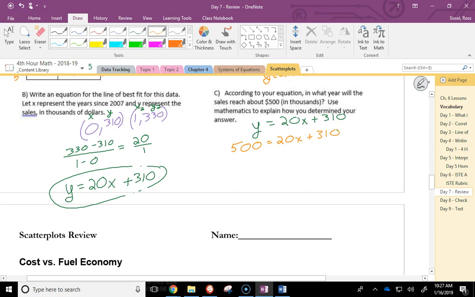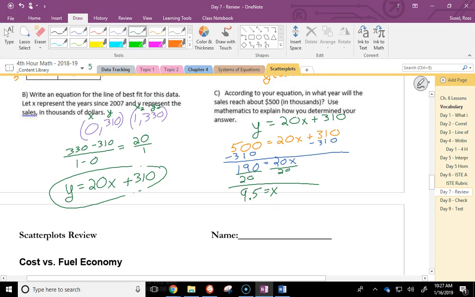And then we solve the equation. We only have one variable. We're going to solve for x. So I'm going to minus 310. And that's 190 equals 20x. We divide by 20. And this will come out to x equals 9.5.